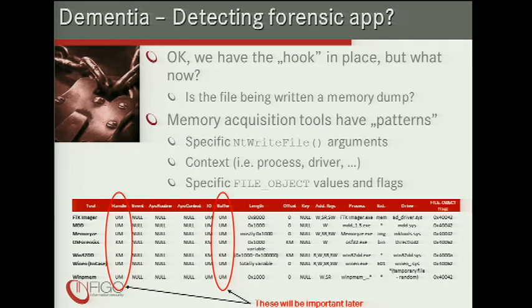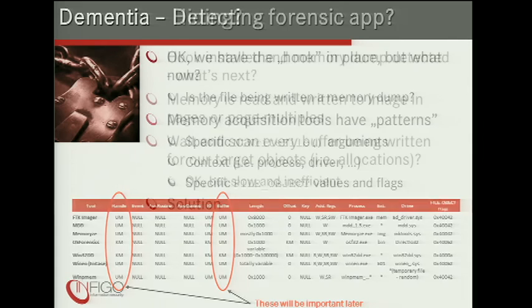What I also want to emphasize here are these two columns, handle and buffer. First column actually means whether the handle to the dump file has been opened in user mode or the kernel mode, and buffer, whether the buffer being written originates from the user mode or kernel mode. We'll talk about them later, but these are very interesting.